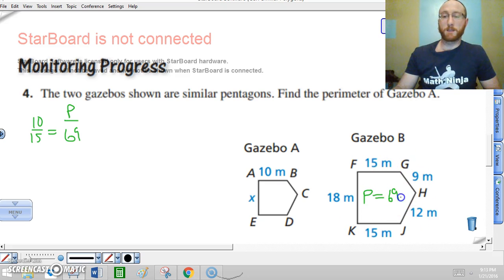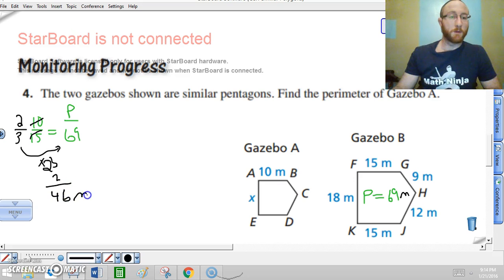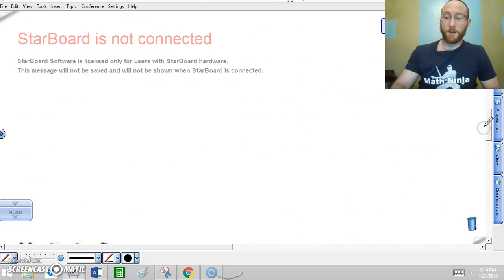Add all these up, you got 69 meters. So our proportion, we're going to match up 10 to 15, 10 over 15 equals our new perimeter for gazebo A over 69. I'll simplify this. Divide by 5, I get 2/3. And I see that 3 times 23 gets me 69. So I'll do 23 times 2, and I get my new perimeter is 46 meters. Hopefully that worked out well for you.